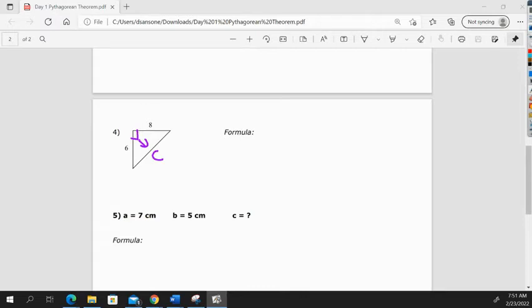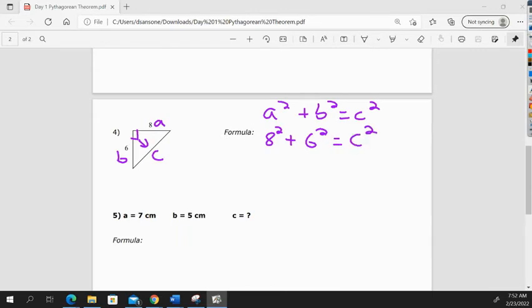Now, I could call 8 and 6 my A and B. It doesn't matter which one's which. I'll call this A, and I'll call this B. I'm going to write down my formula. A squared plus B squared equals C squared. And when I plug it in, I'm going to get 8 squared plus 6 squared, and I still don't have a number for C, so I'm going to leave it as C squared.